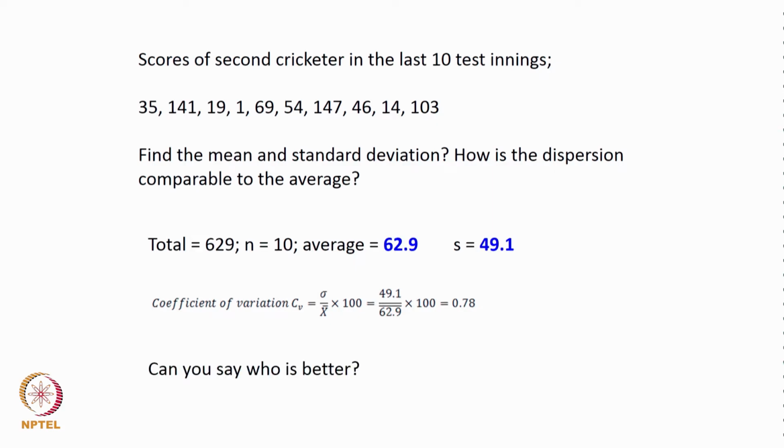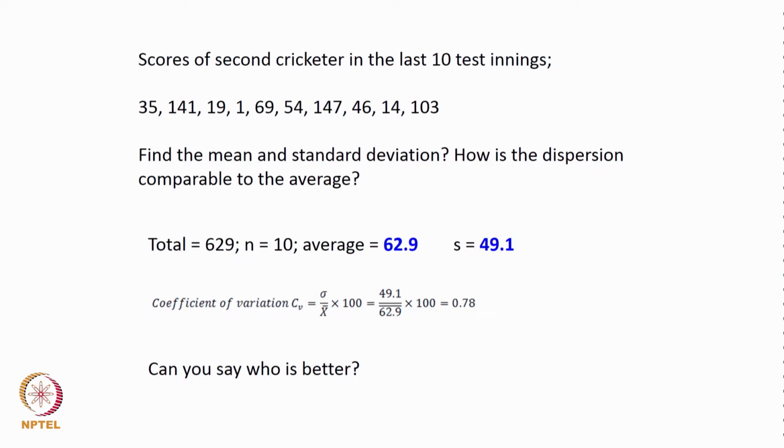Now, based on the coefficient of variation, can we say between the two players who is a better player? So, the answer to that is that the player who has a lower coefficient of variation can be taken as a better player. So, coefficient of variation can also be used as a measure to compare when sigma and x bar are different for different players or different samples, as the case may be, as long as they represent the same thing under consideration, in this case, batsmen.